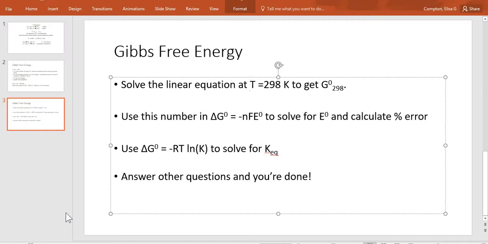Then you have a couple other questions to talk about. What is the Faraday's constant? What does the sign of delta G tell you, and is that surprising? But answer those questions and you should be all done.